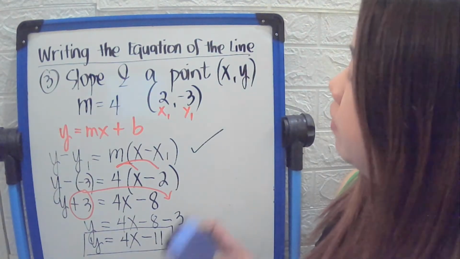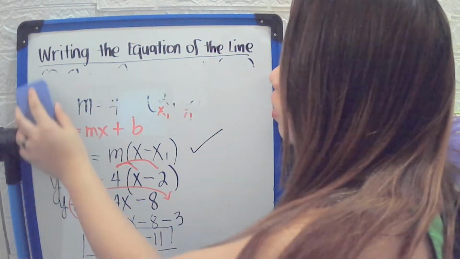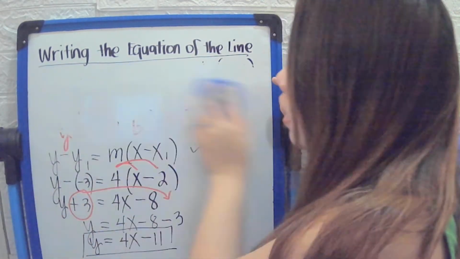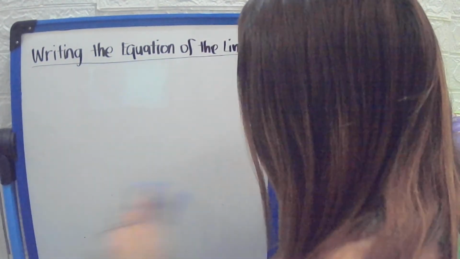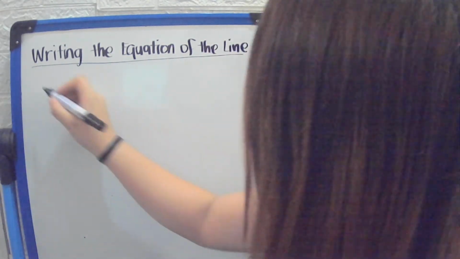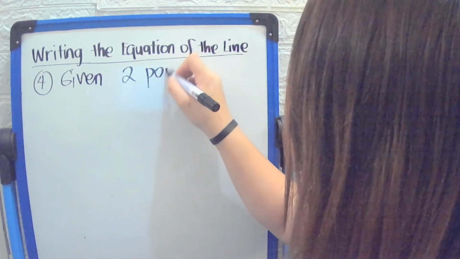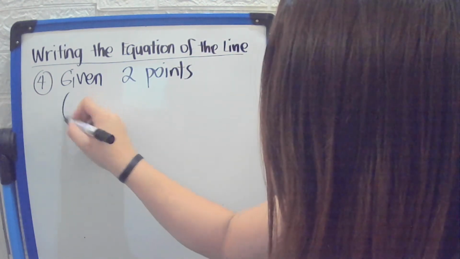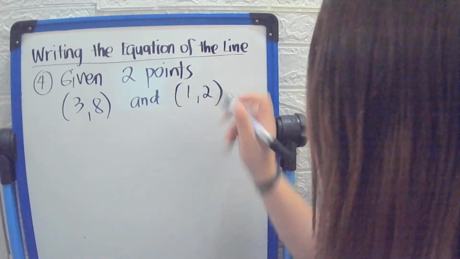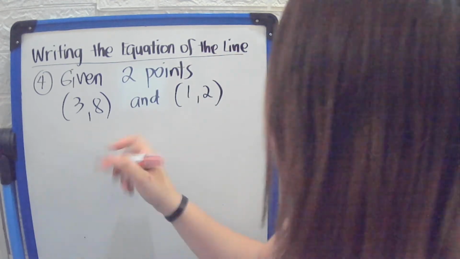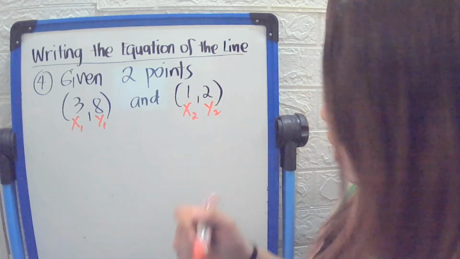Lastly, if you are given 2 points. So, huwag kalilimutan tong formula na to kasi ito naman yung pagbabasihan natin para sa susunod na given. Okay. So, if you are given 2 points, for example, so that will be number 4. For example, the points are 3, 8, and 1, 2. So, this will be our first point, x sub 1, y sub 1. And then, this will be our second point, x sub 2, y sub 2.